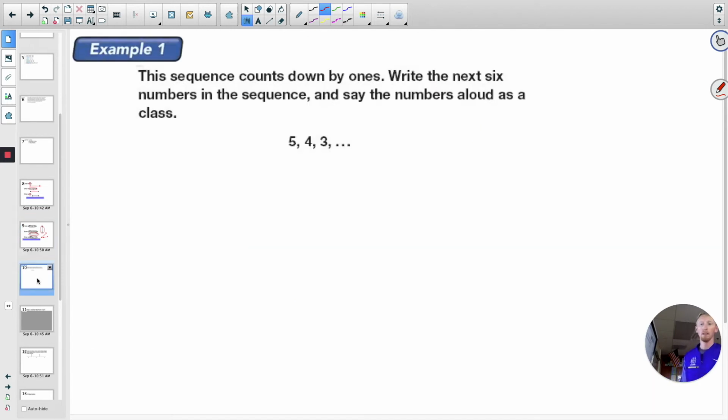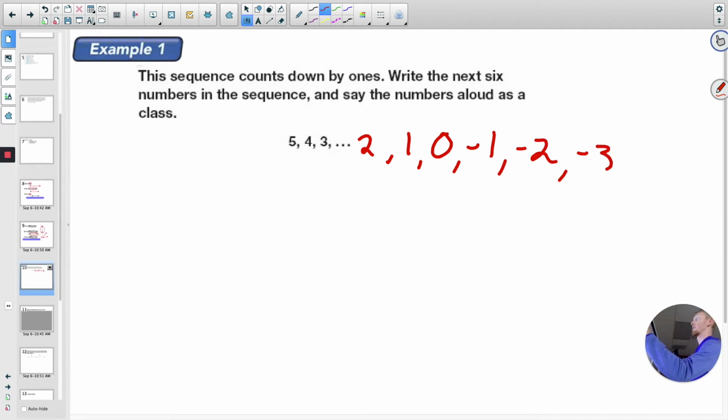Now, here's an example here. The sequence counts down by ones. Write the next 6 numbers in the sequence and say the numbers aloud as a class. So we have 5, 4, 3, and then we go 2, 1, 0, -1, -2, -3. That's the next 6 numbers in the series.